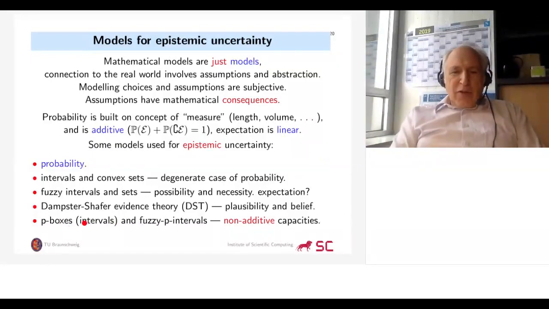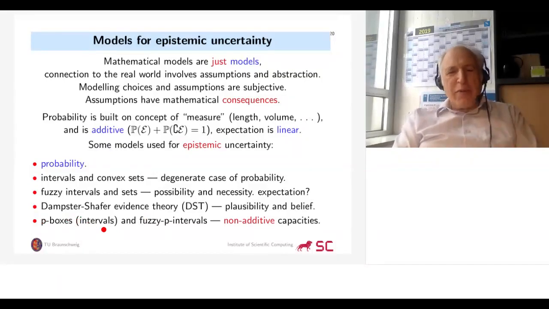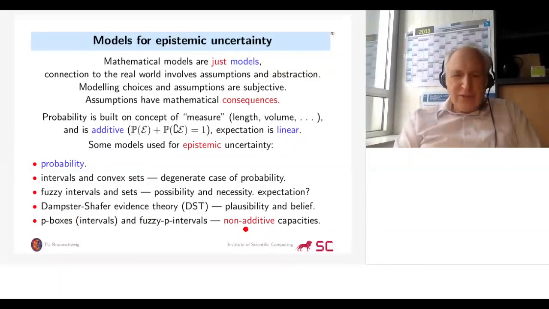And P-boxes, these are probability boxes. These are intervals for probability. So this is an uncertain probability, and they can be made even fuzzy. Unfortunately, they're not additive, so we call them capacities. They're not measures. They don't satisfy this here. There may be situations where this is important to do, but not for what we're going to be doing. So this is a quick overview. We will stick with probability.